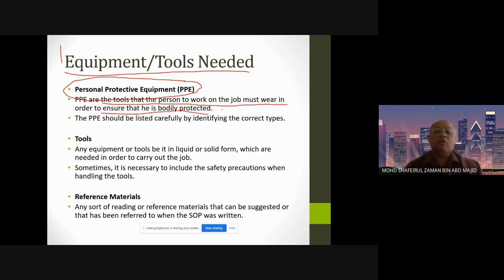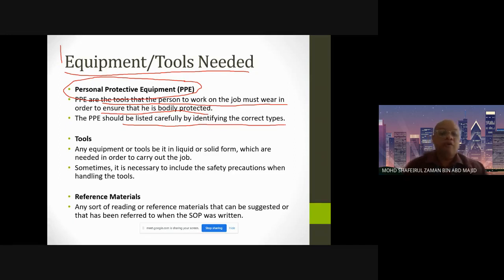Let's say if you're working at the construction site, these are the PPE that you have to wear. If you're working in the chemical lab, these are the PPE that you have to wear. So the PPE should be listed carefully by identifying the correct types, as I mentioned earlier, according to the job that you are going to perform. If you're going to handle corrosive chemical substances, maybe your PPE is going to be more compared to if you're going to just perform a very simple task without involving any corrosive materials.